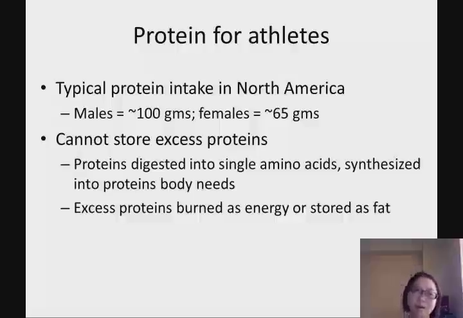So that's why we don't actually recommend people to consume extra amount of protein. And remember, protein cannot be stored in our body. So when you consume extra amount of protein, we just excrete them out as urine, as urea, or we store them as fat. That's why we said, what we consume right now is adequate.